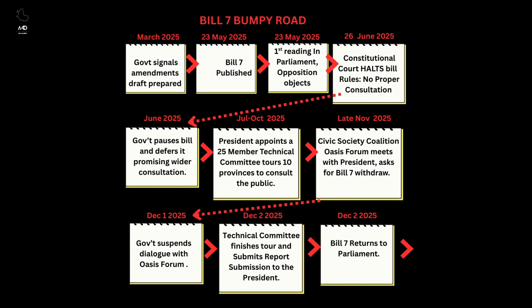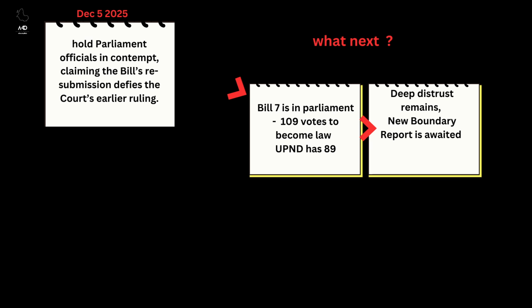2025 comes and we have Bill 7. And Bill 7 has gone through a pretty bumpy road. The first draft was pushed in March, and the bill was publicized in May, and it went for a reading, and then the court intervened in June 2025 and basically deferred it. Deferring is when you take it out, reconsider, revise.